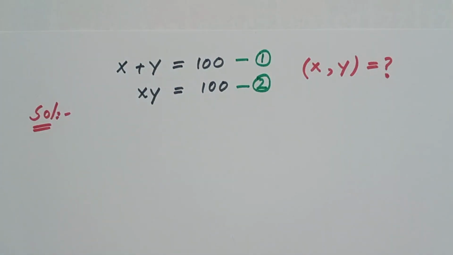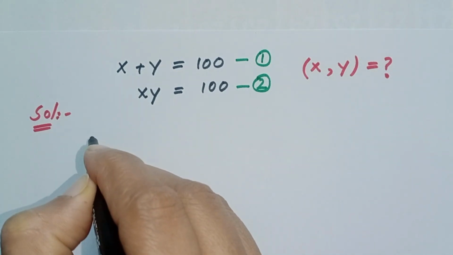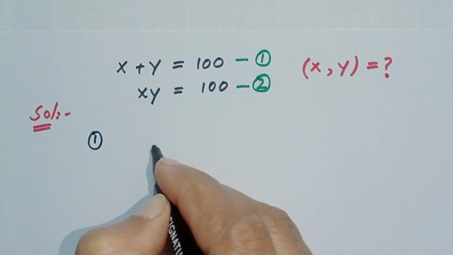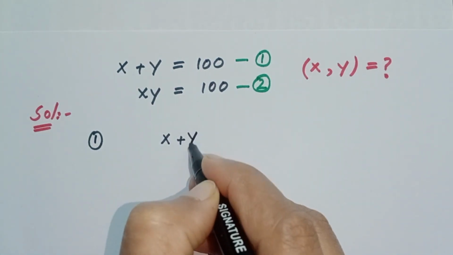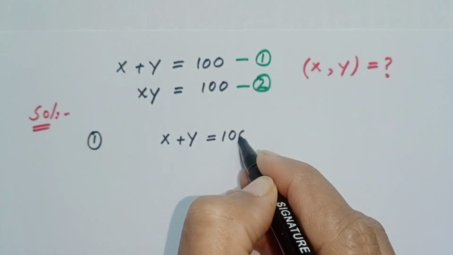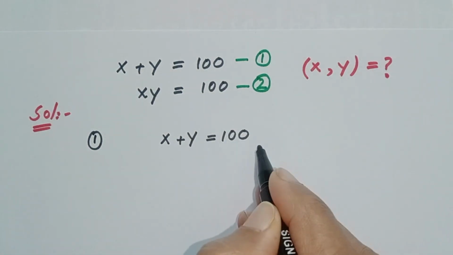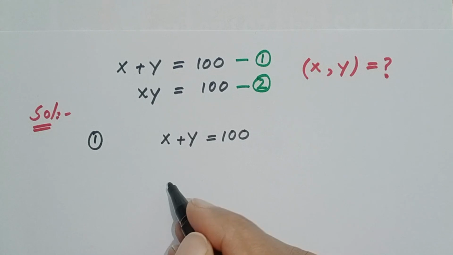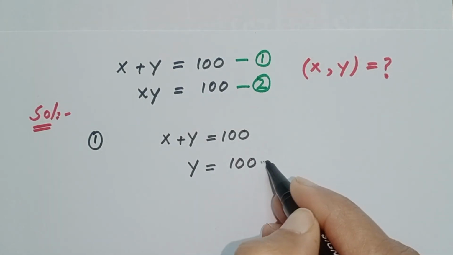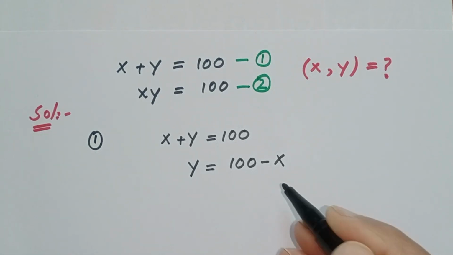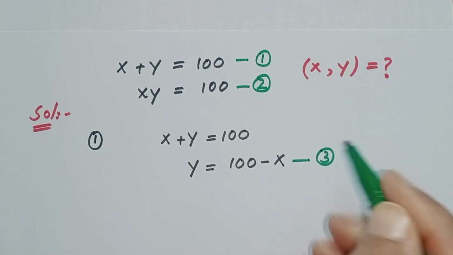So from equation 1, we will write the statement x plus y is equal to 100. Here we will bring x from the left hand side to the right hand side and we will write y is equal to 100 minus x. So it is equation 3. We will give the name equation 3.